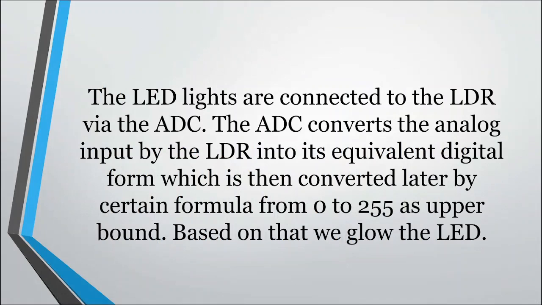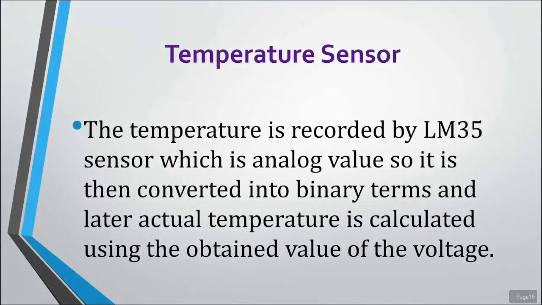The LED lights are connected to the LDR via the analog to digital converter. The analog to digital converter converts the analog input from the LDR into its equivalent digital form, which is then converted by a certain formula against an upper bound. Based on this, we glow the LED. Next, we control the temperature sensor.